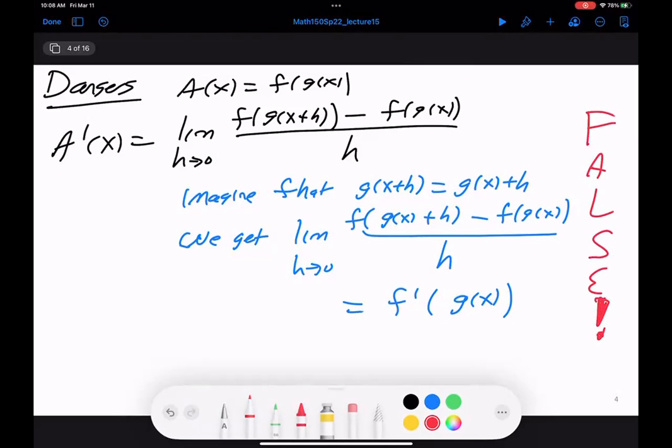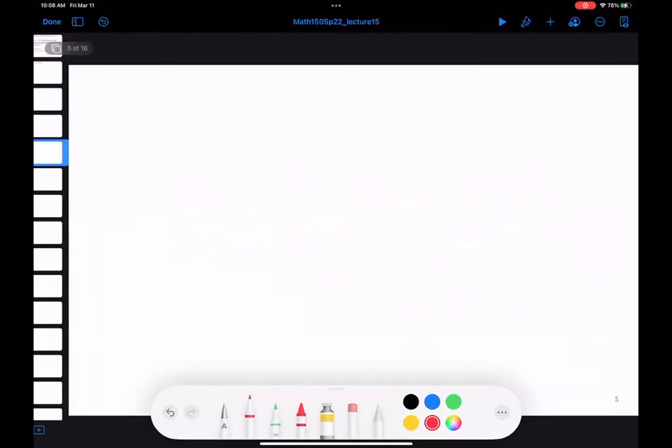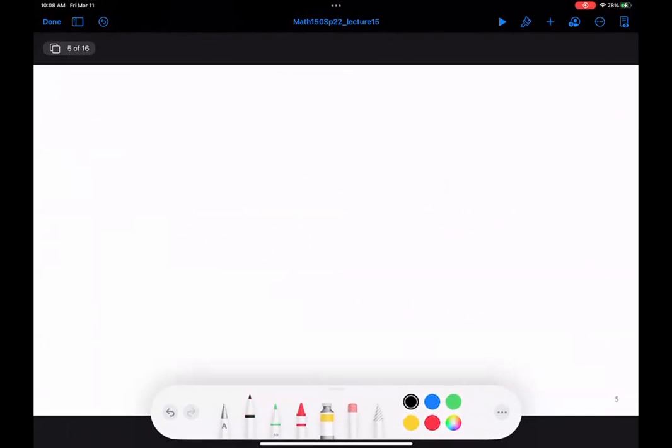g of x plus h is not g of x plus h. But if it were, then I'd just be evaluating. So the question is, what is g of x plus h? Let's think about g of x a little bit. This is one of my favorite theorems in all of mathematics, the mean value theorem.